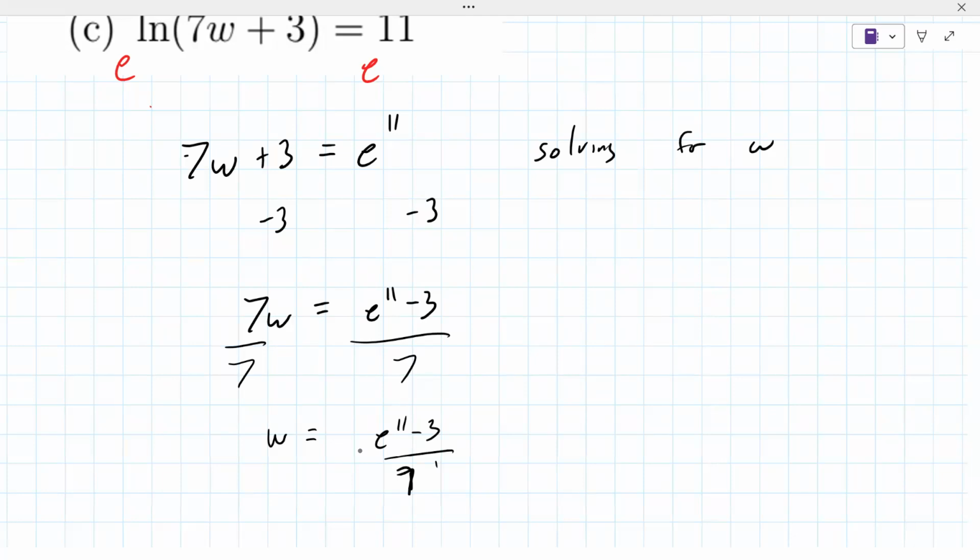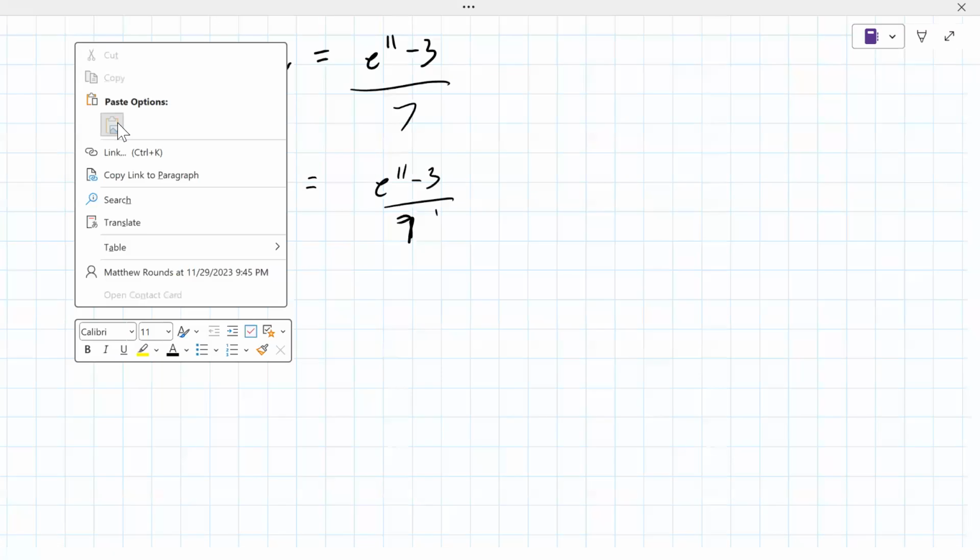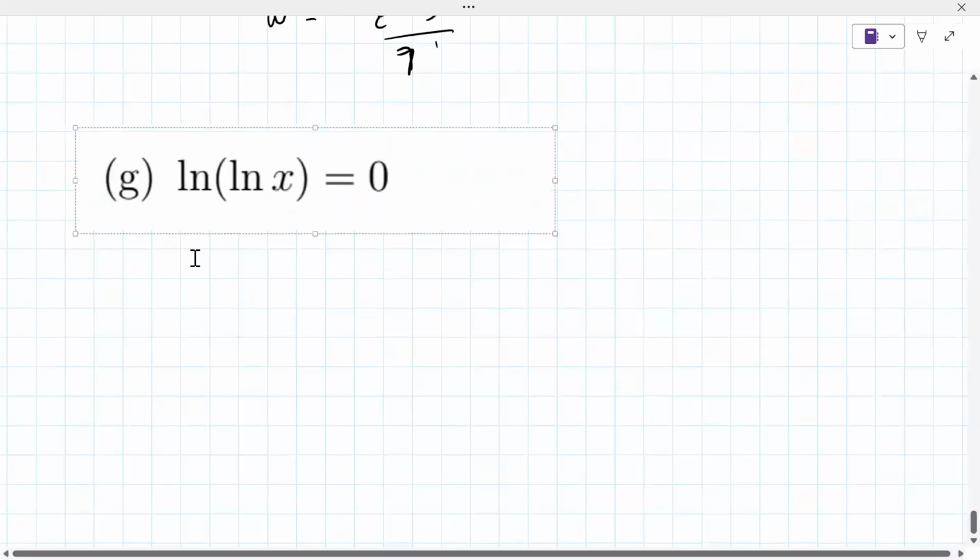Right. So we've got time. We're going to do G next. G is actually a lot like the one we just did. It's got a little added wrinkle to it.